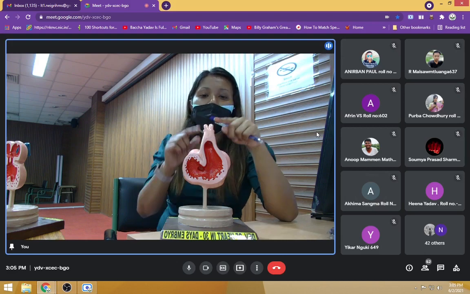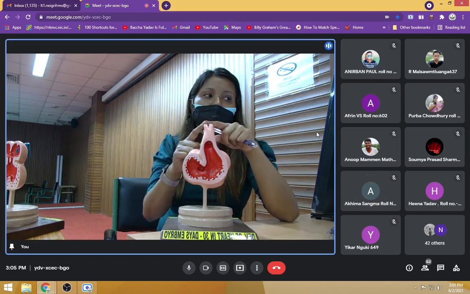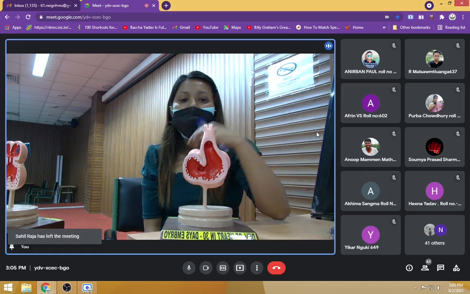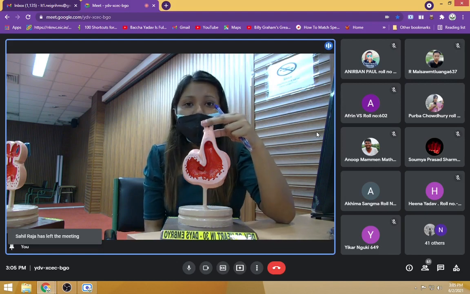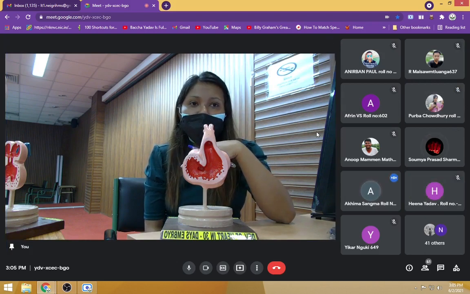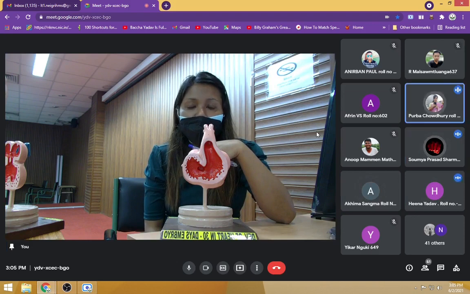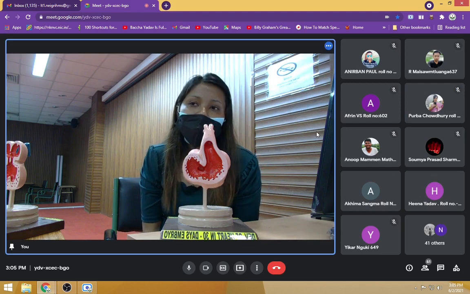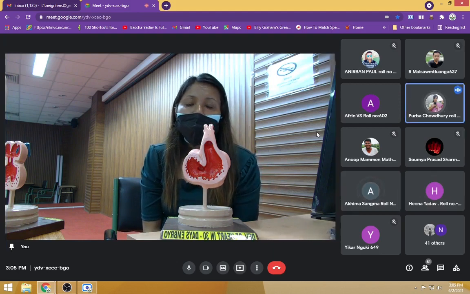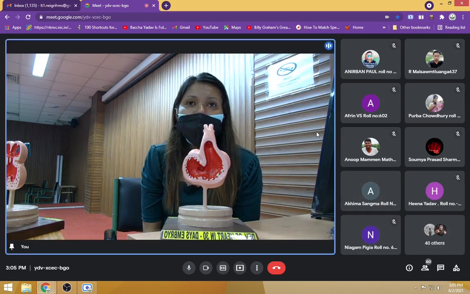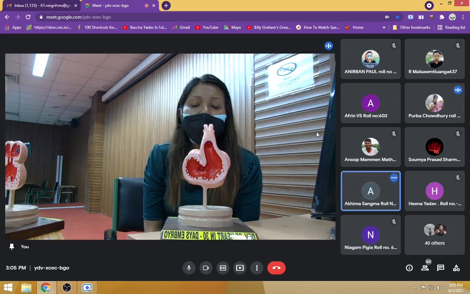Very good. Now, in the upper part, the truncus part, there is a development of a spiral septum. What is the function of the spiral septum? It is going to divide the outflow tract into the aorta and pulmonary artery. Now, the pulmonary artery is opening where? In the right ventricle, and the aorta is opening in the left ventricle.